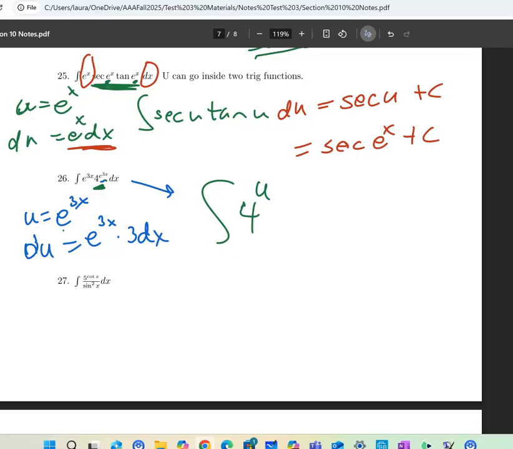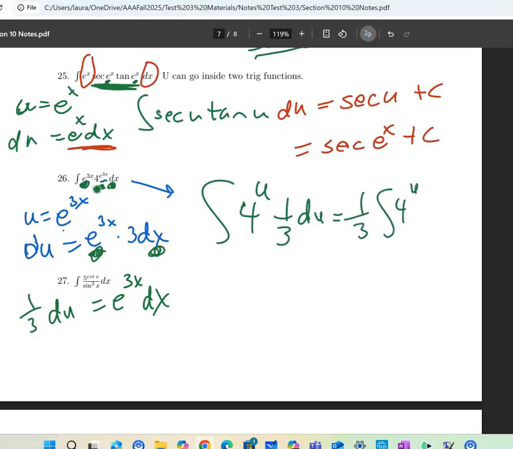So let me think. I've got an e to the 3x and a dx I need to take out. Oh, there it is. So if I replace those with a 1/3 du, pull the 1/3 outside, you know that the antiderivative of 4 to the u is 4 to the u over ln of 4 plus c.